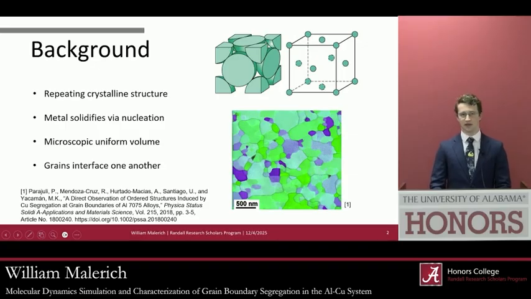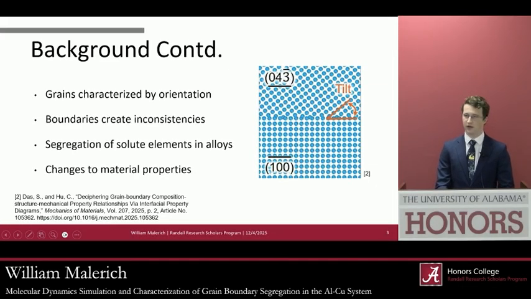And the result of that is that you end up with many microscopic, uniformly oriented regions within a metal called grains. And where these grains interface, we call that a grain boundary. So grains are characterized by their orientation. In the image here on the slide, those three numbers are what characterizes the orientation.